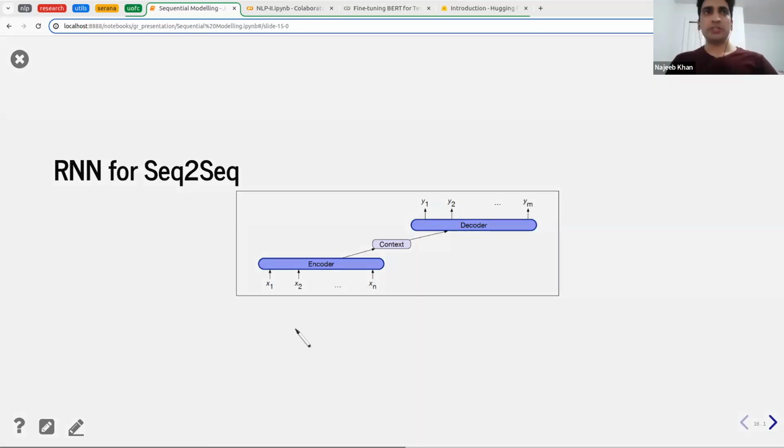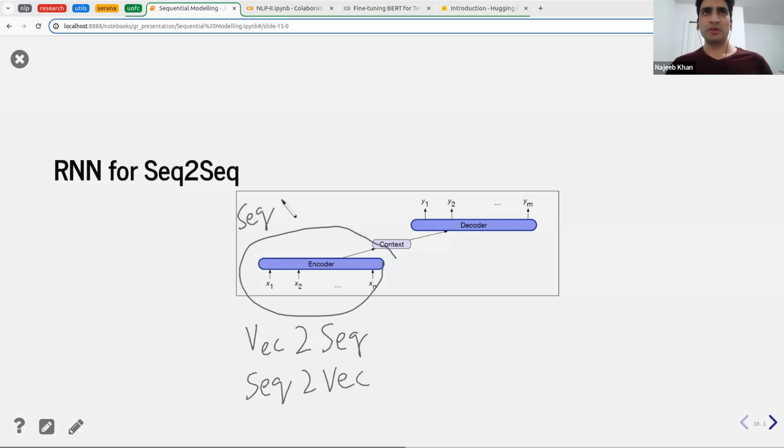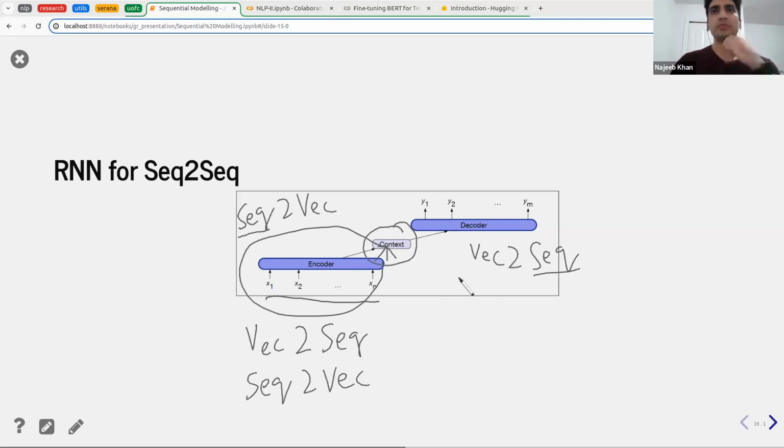In the previous slides, we looked at vector to sequence, and we also looked at sequence to vector, right? So think of this encoder as a sequence to vector. Here we have a sequence, and then we produce a vector. And think of this decoder as a vector to sequence. That's how we come up with this sequence to sequence model. And so the bridge between an encoder and a decoder is this middle vector, the context vector, right?